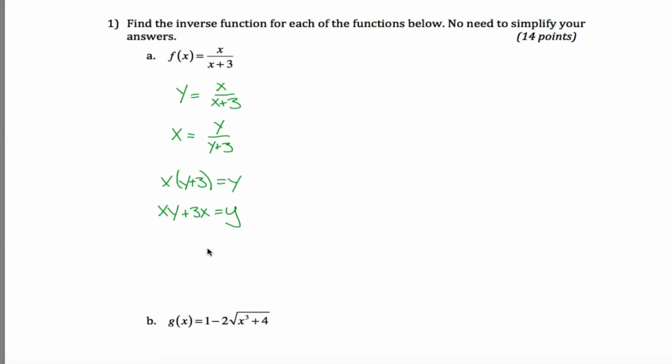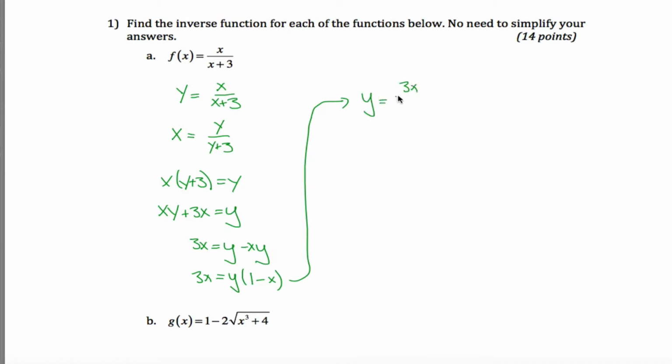And now I'm going to get all the terms with the y in them on one side of the equation. So maybe I'll subtract xy over here. So I got 3x is equal to y minus xy. And now I could factor out a y because both of these terms have a y. And if I pull a y out of each of these terms, what's left behind is 1 minus x. So I got that 3x is equal to y times 1 minus x. So I can now isolate the y by just dividing both sides by 1 minus x. I got y is equal to 3x divided by 1 minus x.